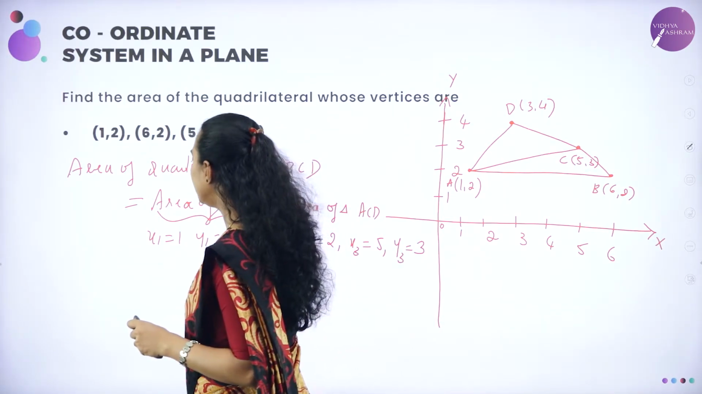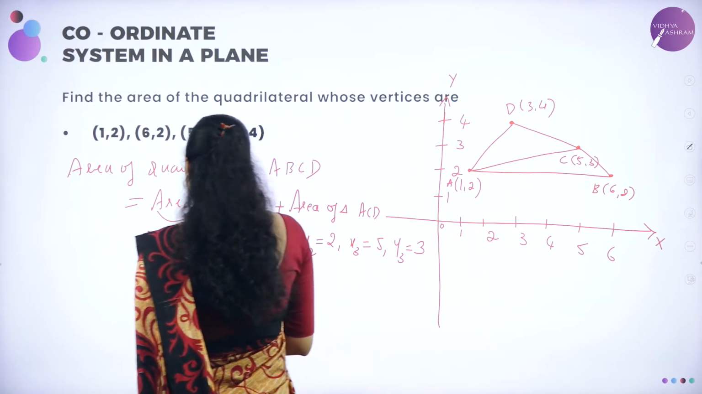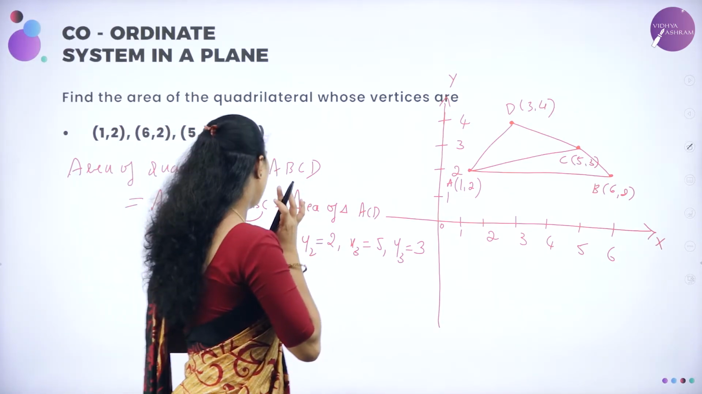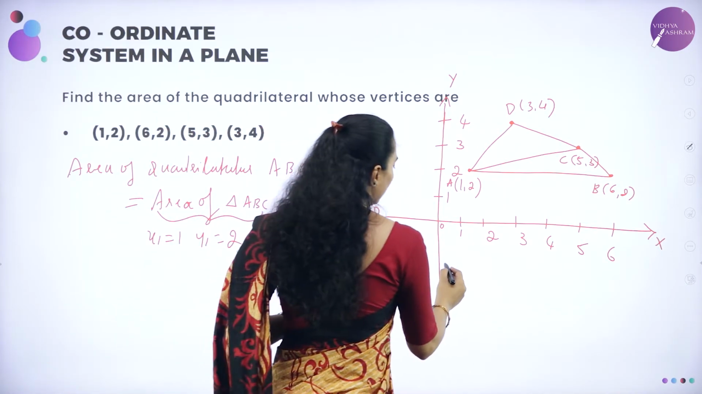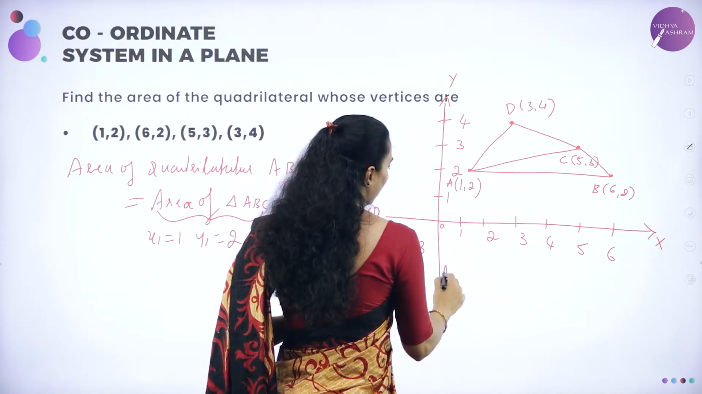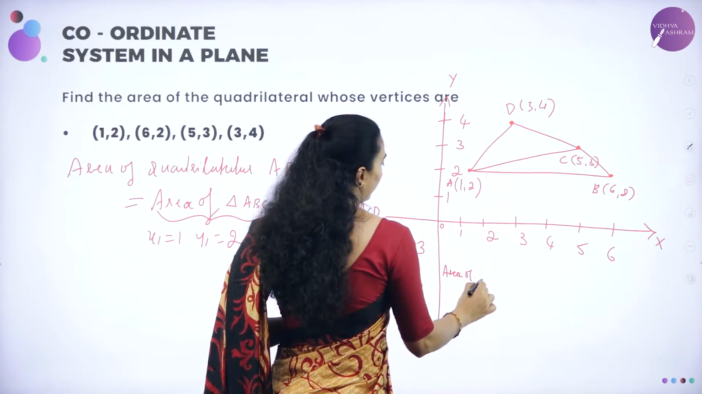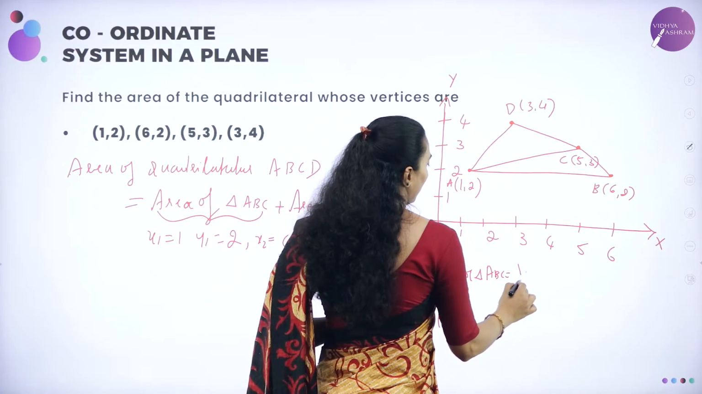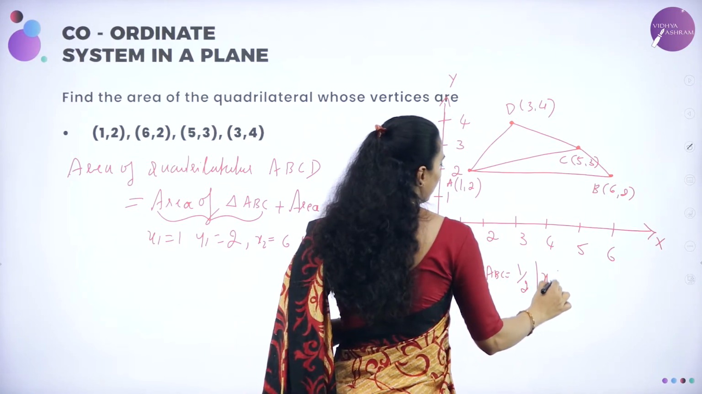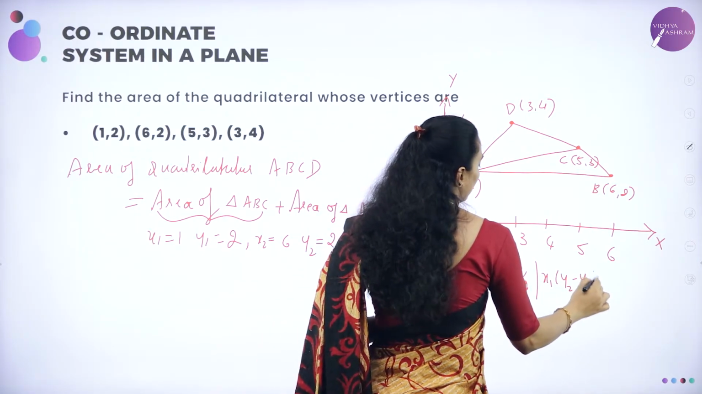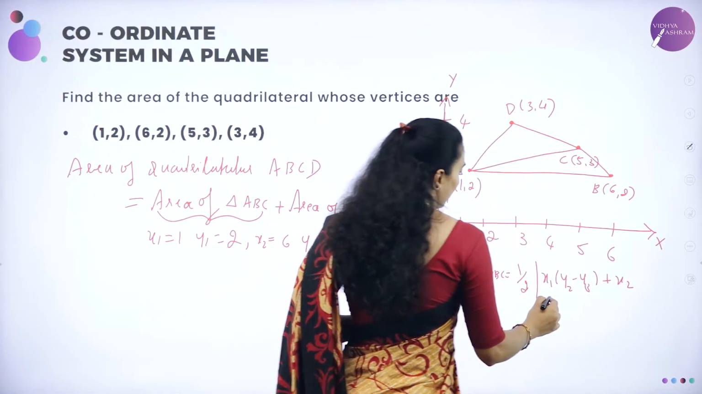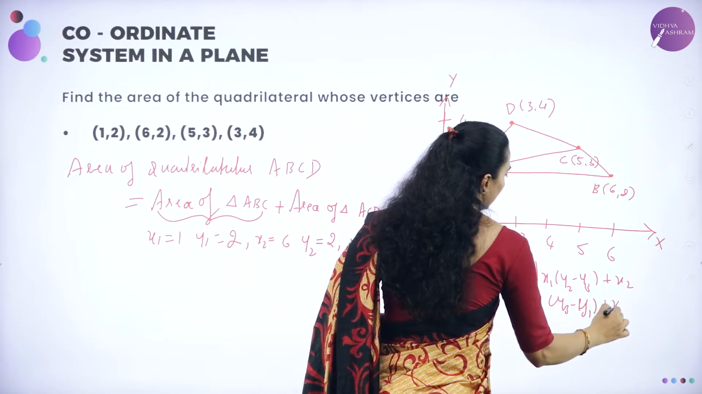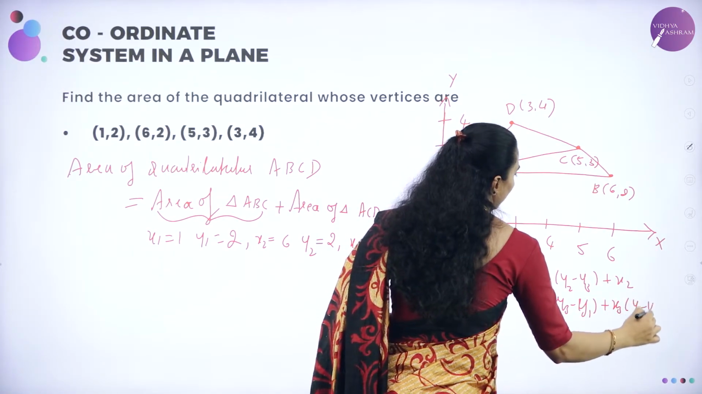Now, to find the area of the triangle, I am going to write down the formula, as you know already. What is that formula? Area of triangle ABC is equal to half into modulus of x1 into (y2 minus y3) plus x2 into (y3 minus y1) plus x3 into (y1 minus y2), correct?